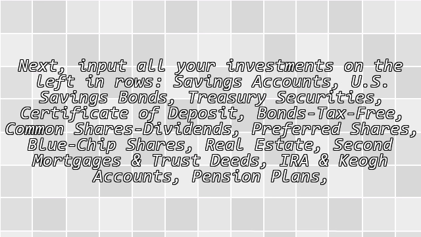Next, input all your investments on the left in rows: savings accounts, U.S. savings bonds, treasury securities, certificates of deposit, tax-free bonds, common shares, dividends, preferred shares, blue chip shares, real estate, second mortgages and trust deeds, IRA and pension accounts, pension plans, insurance annuities, growth stocks, undeveloped real estate, precious metals, stock options, commodity contracts, commercial paper, other, and total portfolio.